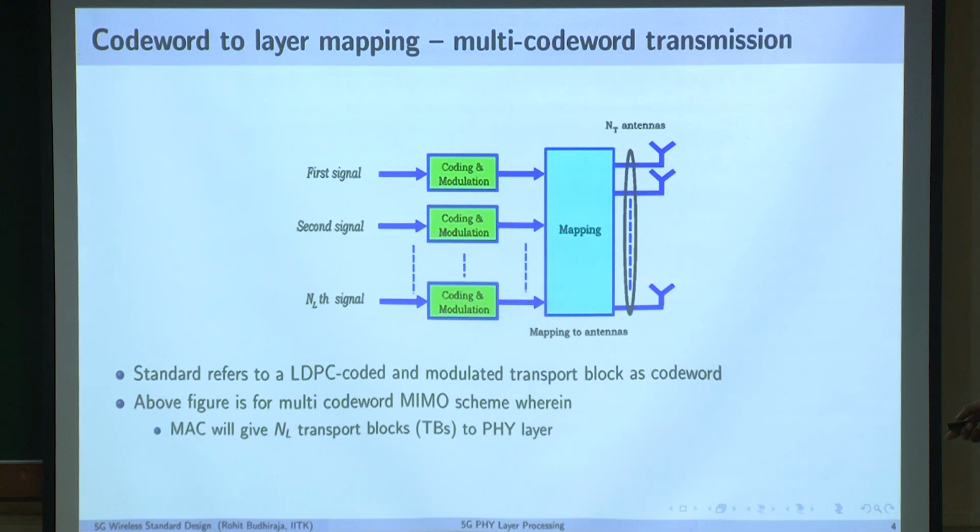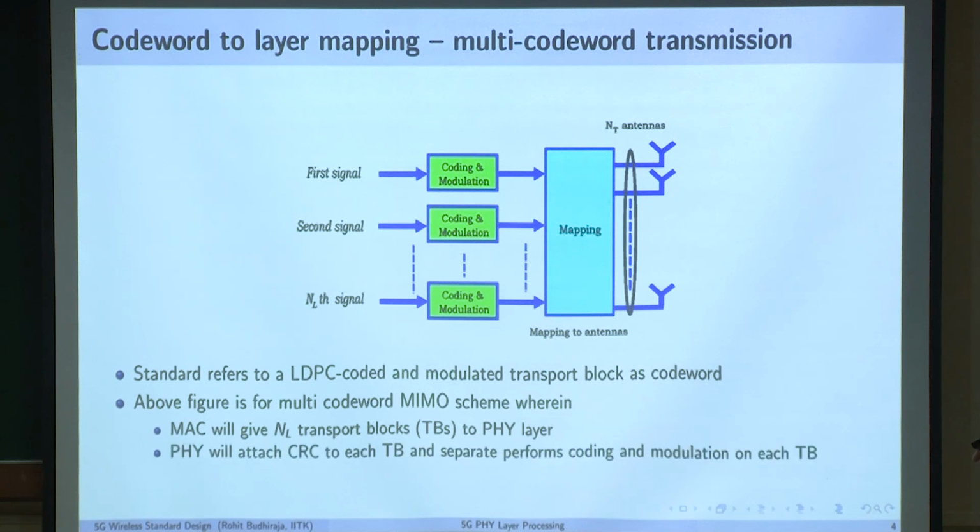So what will happen in that case? The MAC layer will give NL transfer blocks to the physical layer. The physical layer will attach CRC to each of these transfer blocks and perform separate coding and modulation on each of them. That's what is going to happen. So this is one architecture, and this is also possible.